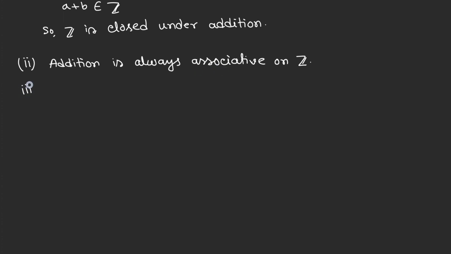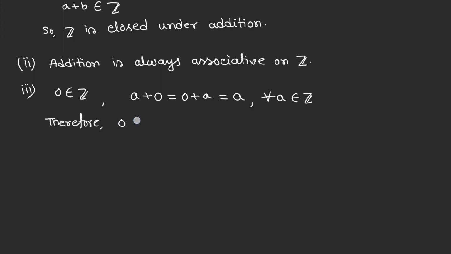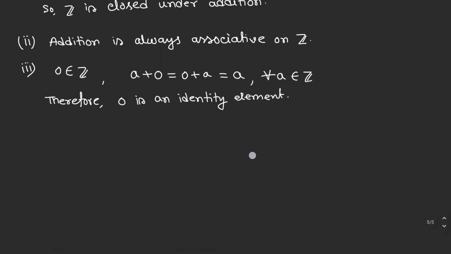Now number three is the identity element. We know that 0 belongs to Z, 0 is an integer, and if you add 0 with any arbitrary element, that is 0 plus a, you will always get the result a, and that will happen for every element a belonging to Z. Yes or no? So obviously you can say that therefore 0 is an identity element. Okay, so it is satisfying the three conditions.